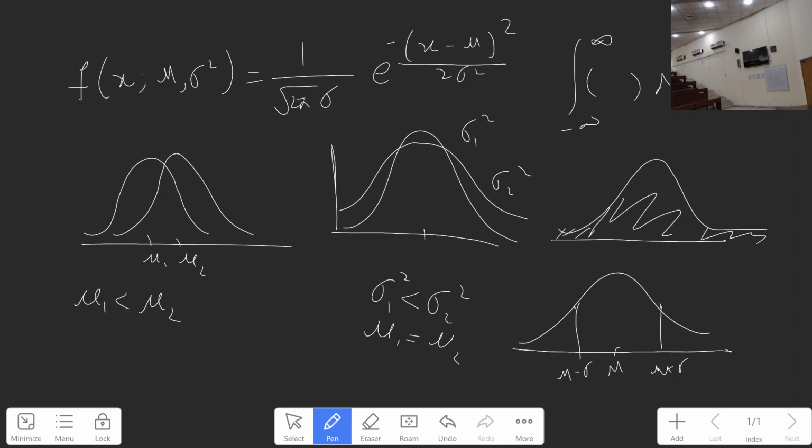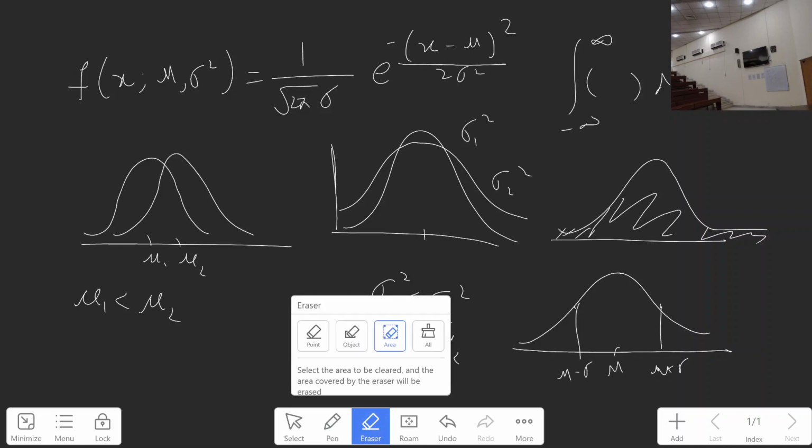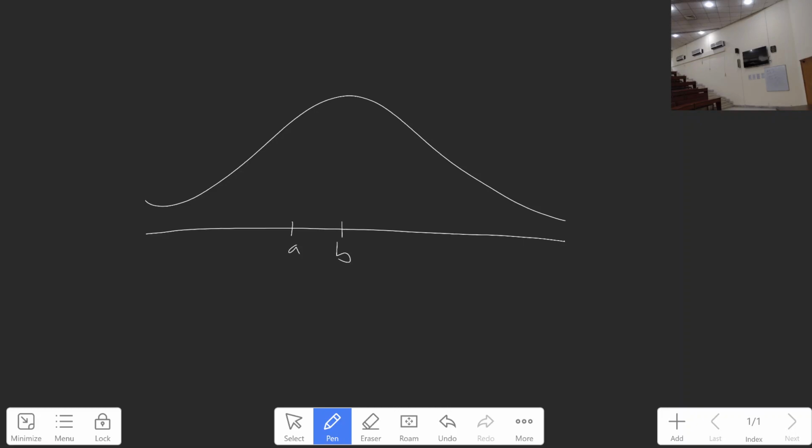Now, what is the probability? For the Gaussian distribution, like any other distribution, let's say this is the Gaussian distribution. What is the probability that the Gaussian distributed random variable lies between A and B? How will you find that? Integrate. Yes, where? The area under this. The probability that x is between A and B is this area.